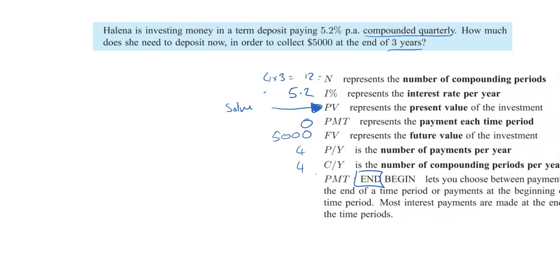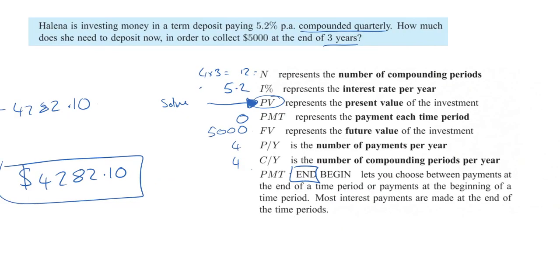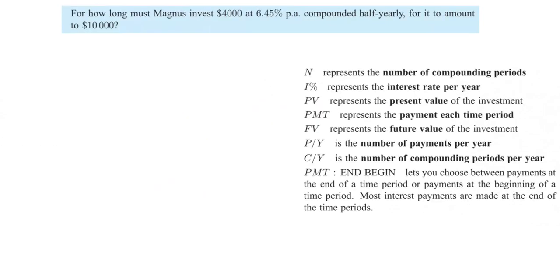So we scroll right back up to the PV. We are going to press alpha and solve, and it will give us the answer negative 4282.10. And so how much should she invest now? She should be investing 4,282. Okay, and remember what I said about the negative symbol? That's just because we're giving it away. The positive value is the answer here. All right, let's carry on. Let's keep going and thinking about this. Every time I want you to pause this video and keep thinking about what you're going to be inputting in each one of these values.